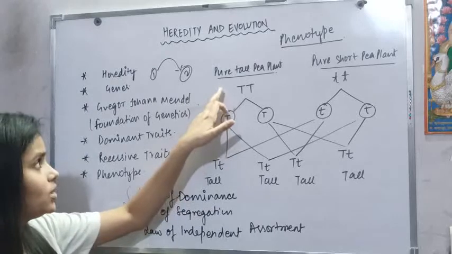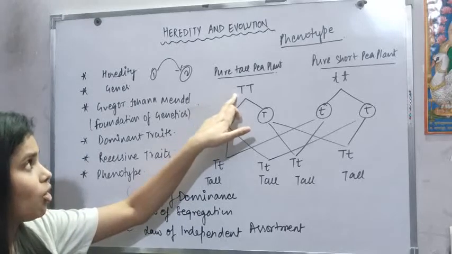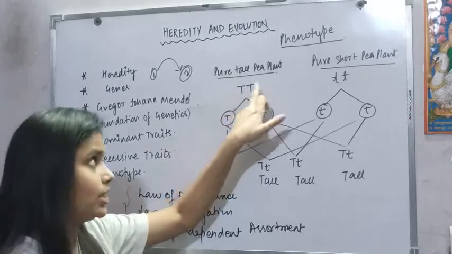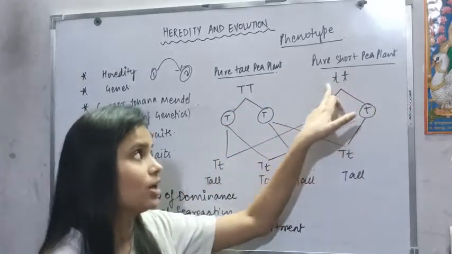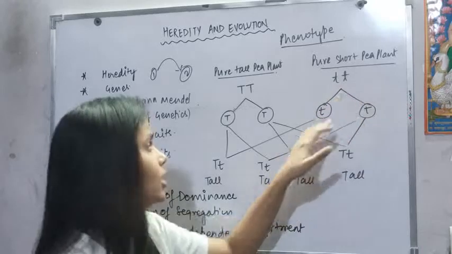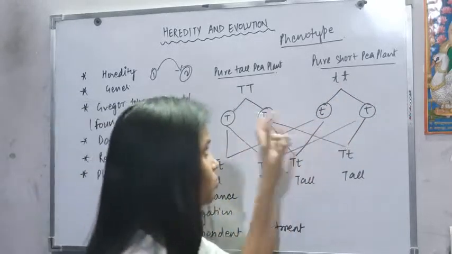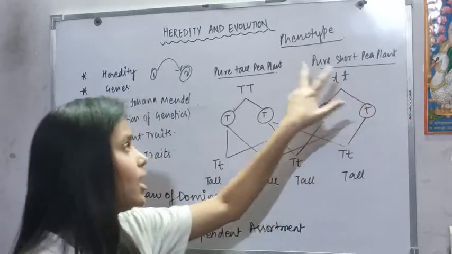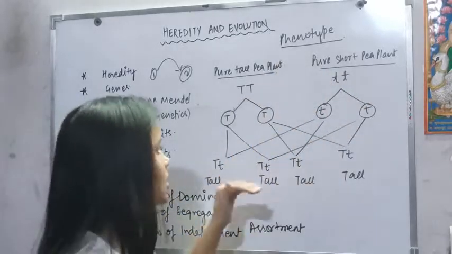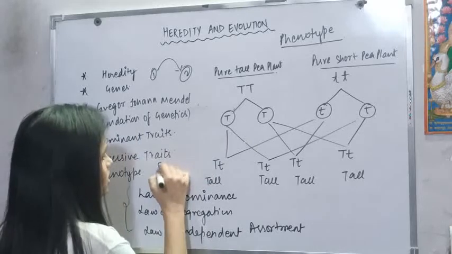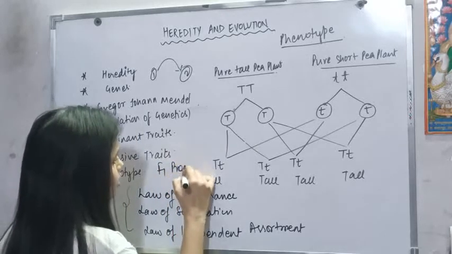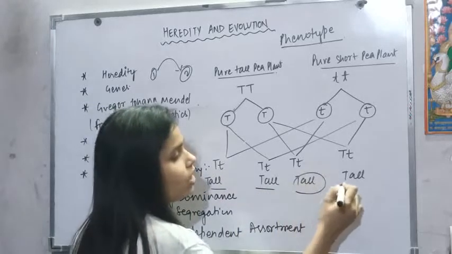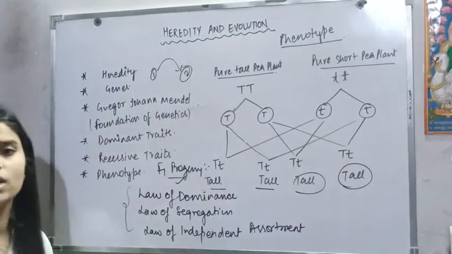So this is a pure tall pea plant. It is represented by capital T, capital T. Pure short pea plant is represented by small t, small t. Now when there is a cross between a pure tall pea plant and a pure short pea plant, what are the results in the generation? This generation is known as the F1 progeny, and what are the results? All plants are tall, all are tall. So the F1 progeny is tall.